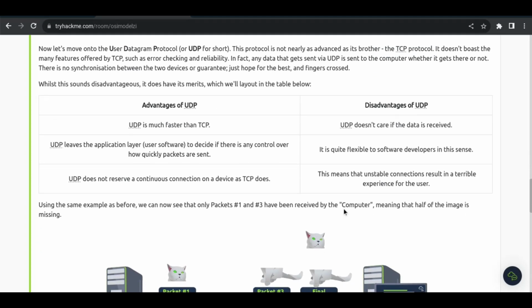Now let's move on to the User Datagram Protocol, or UDP for short. This protocol is not nearly as advanced as its brother, the TCP protocol. It doesn't boast the many features offered by TCP, such as error checking and reliability. In fact, any data that gets sent via UDP is sent to the computer whether it gets there or not. There is no synchronization between the two devices or guarantee. Just hope for the best and fingers crossed. While this sounds disadvantageous, it does have its merits, which we'll lay out in the table below.